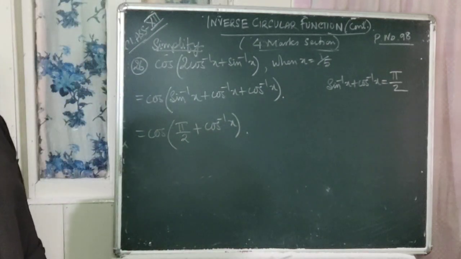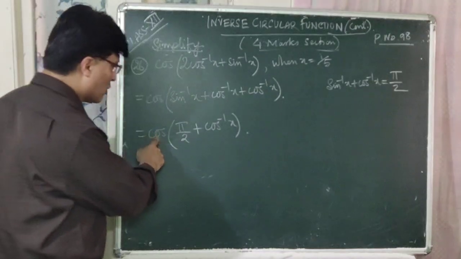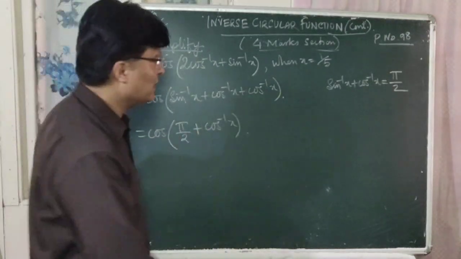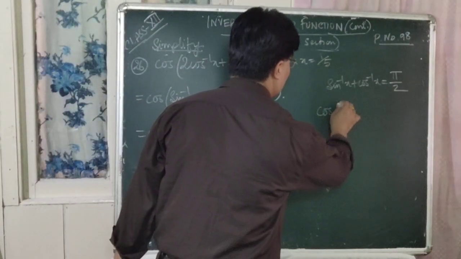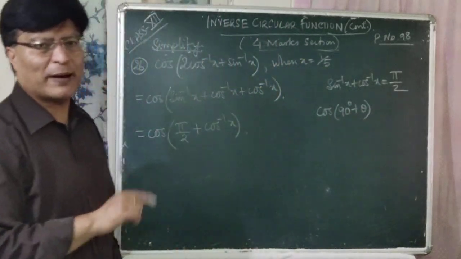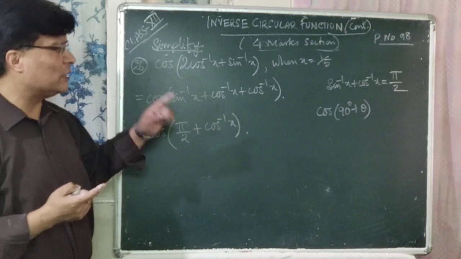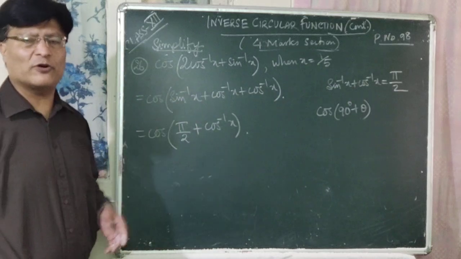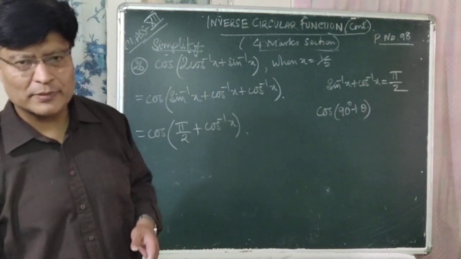Is that clear? Now this is your cos of 90 degree plus theta, isn't it? So this is the formula cos 90 degree plus theta. If you write pi by 2 radians in terms of degree, you will get 90 degree. What is the formula for cos 90 degree plus theta?